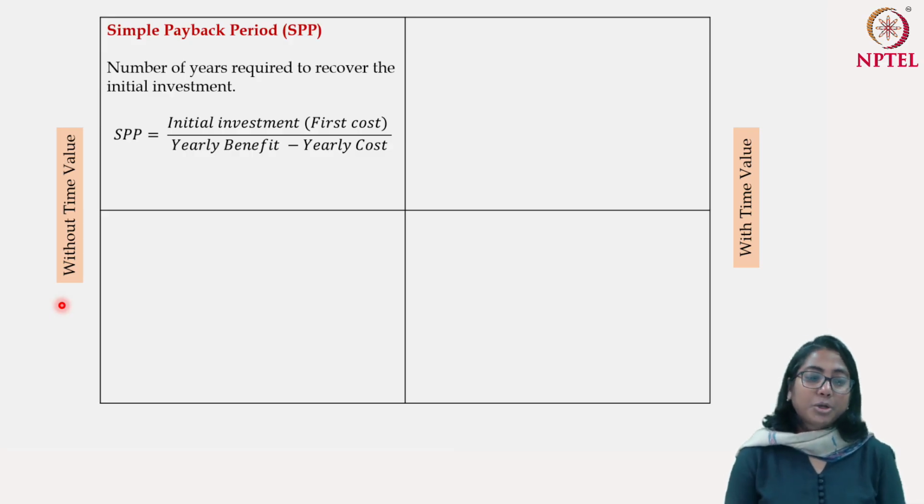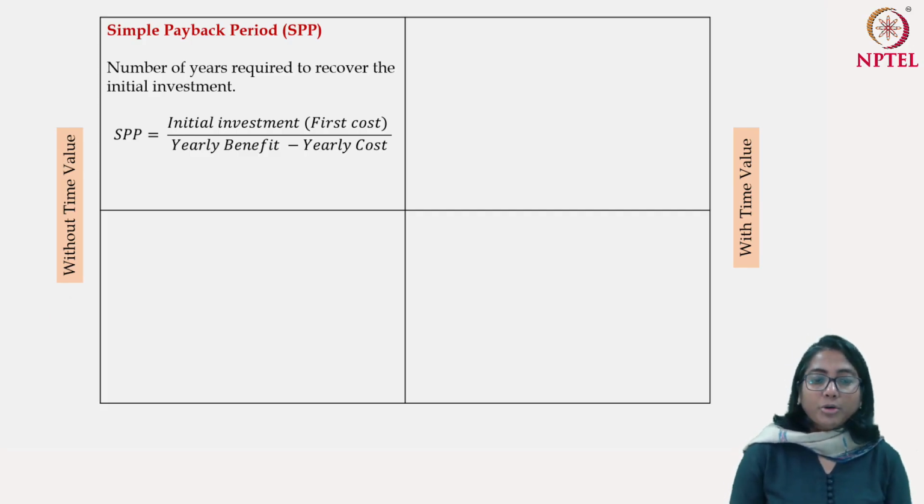So we start with a very simple concept which doesn't take into account the time value. It's a very first-hand, initial, crude measure to judge, but it gives you a very quick number and a quick way to assess how long you will take to get your money back from an investment. This is called the simple payback period, SPP. This is the number of years required in order to recover your initial investment. Again, this is a crude measure, but it probably gives you the first number of the project evaluation.